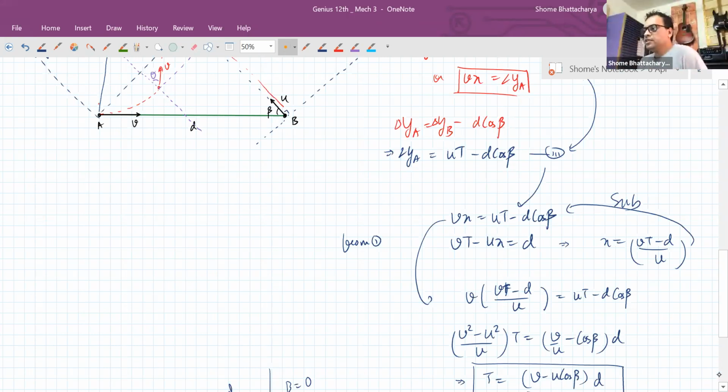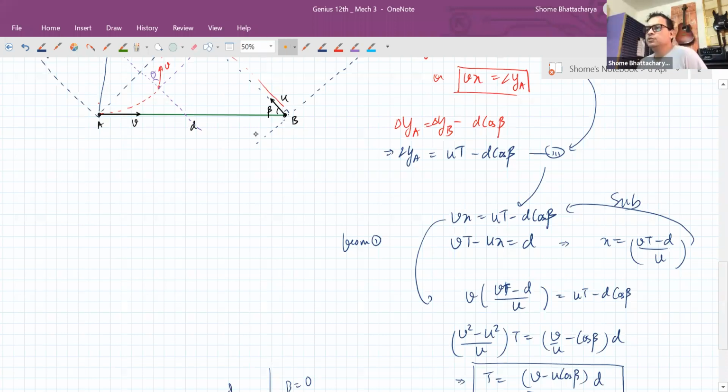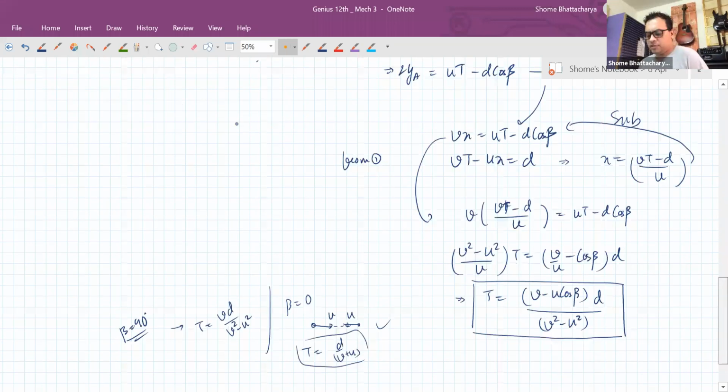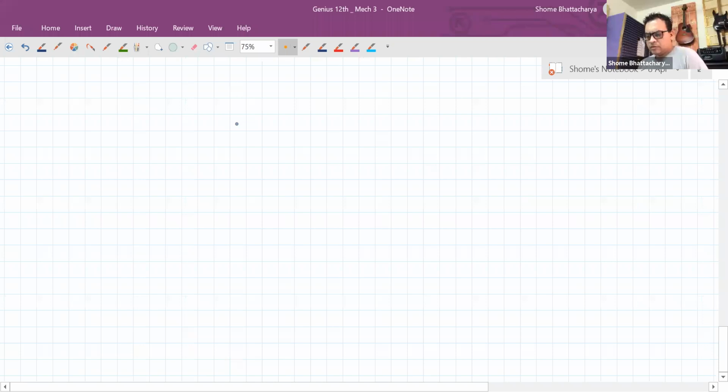Okay, now let's come back to constraint relations and some applications of them in work energy. So this is a very good question to demonstrate this concept, and it is from previous year IIT questions. Okay, so the question is like this. I'm sure many of you have seen this question before, so I'm going to go through this pretty fast.